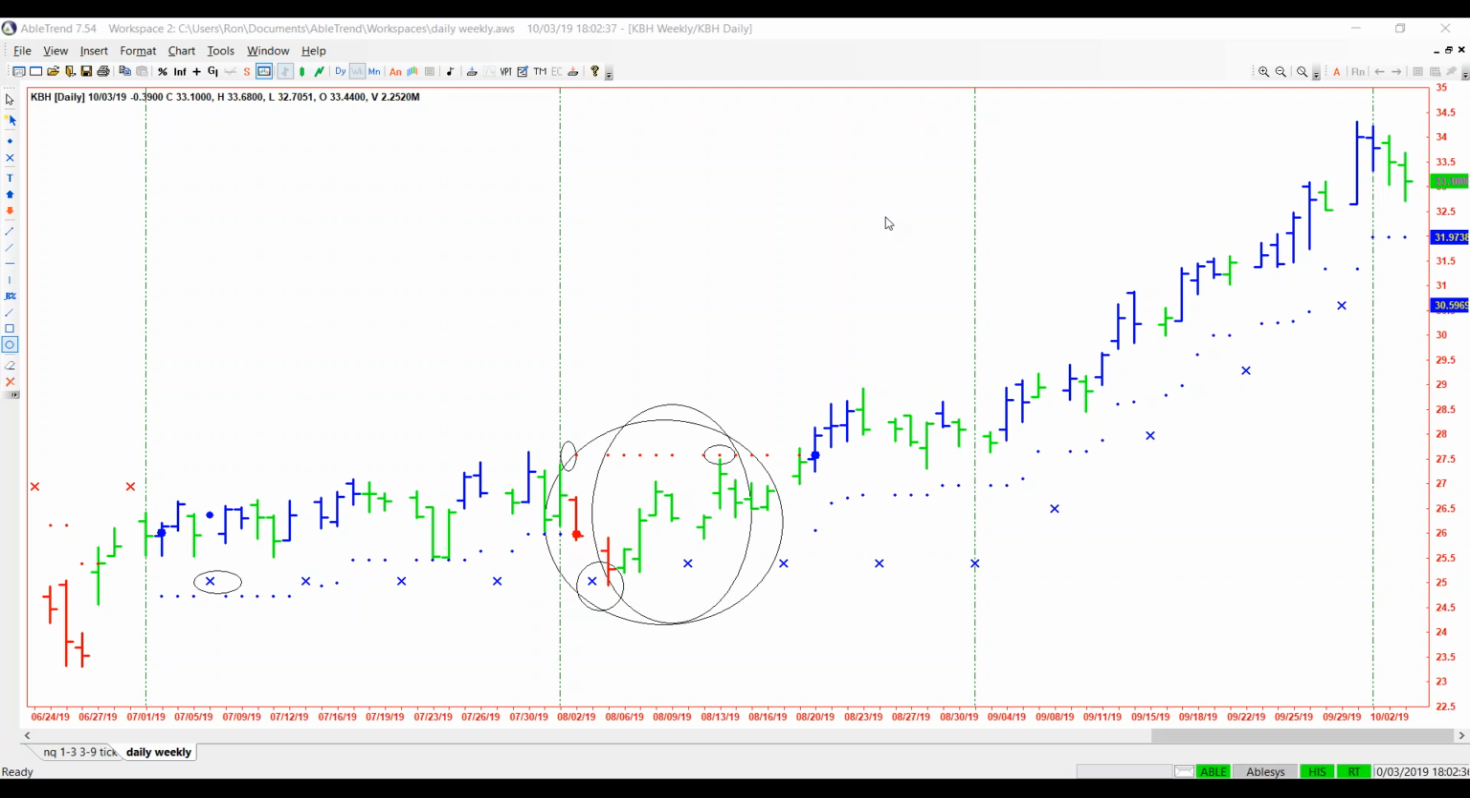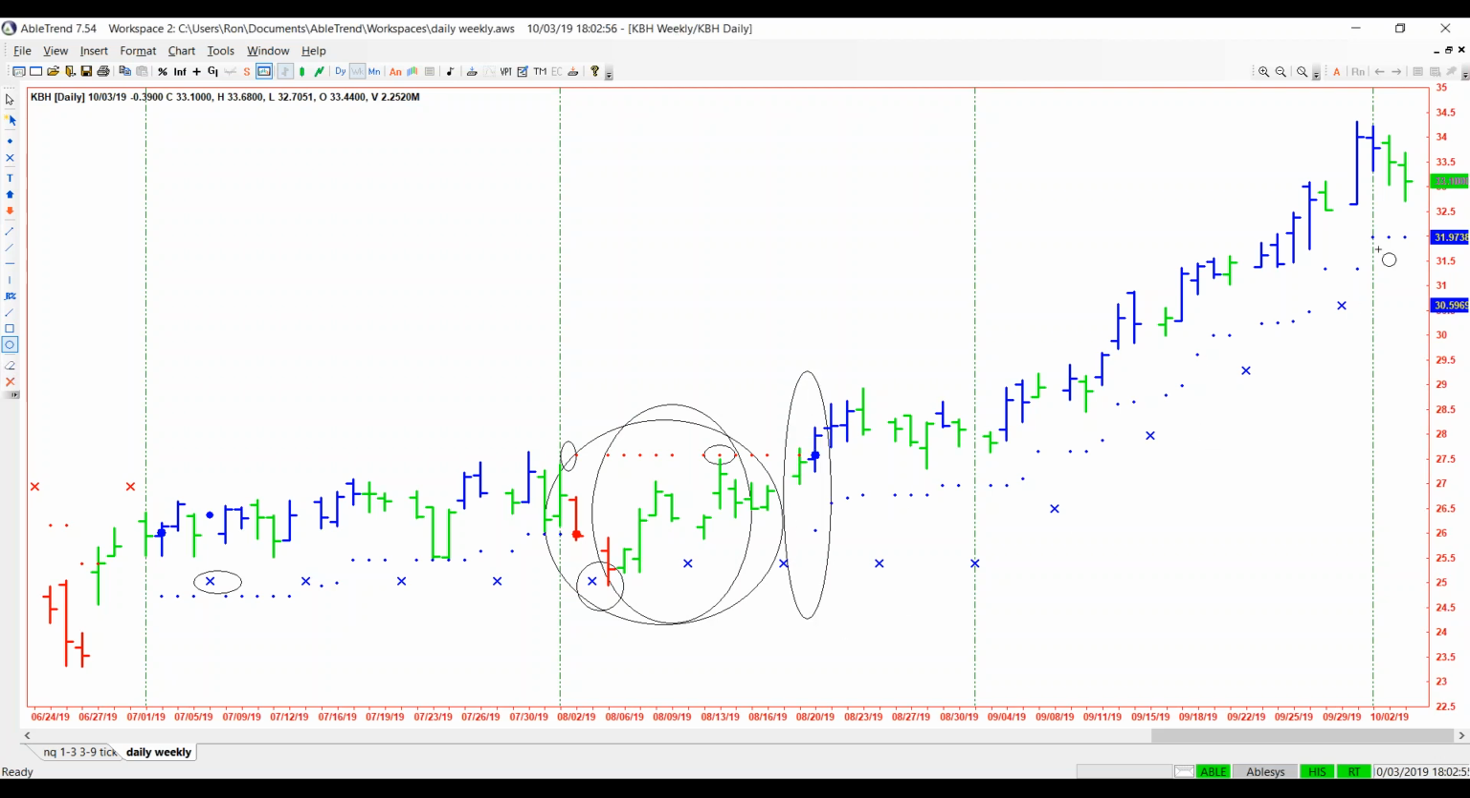Pretty cool stuff. So it's the same rules and the same colors. It doesn't matter what you trade. You can trade futures or Forex or stocks. It's all the same, whether you day trade or whether you do swing or position trading.